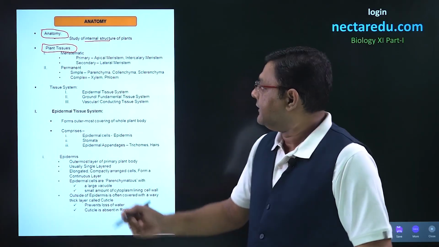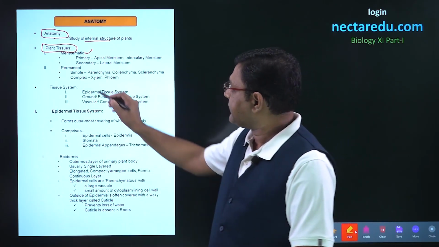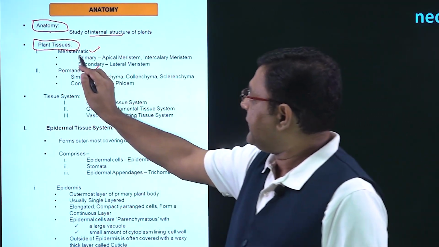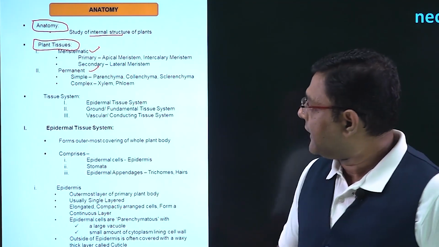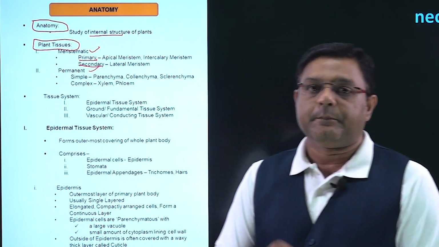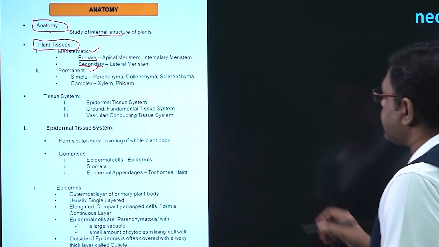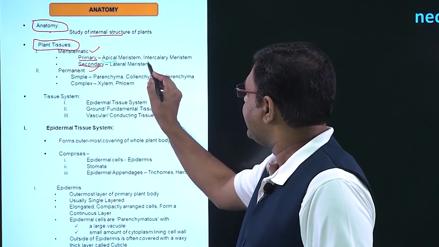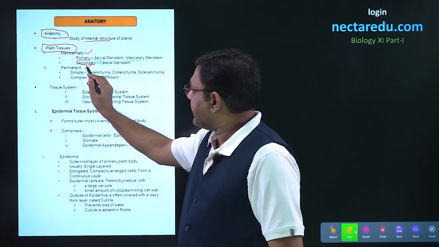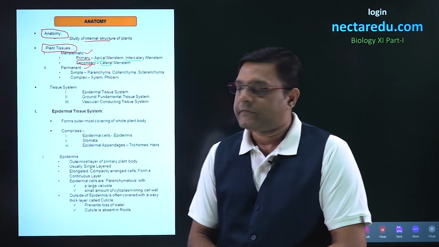Broadly, we can divide plant tissues into two parts. The first part are the meristematic tissues and the second part permanent tissues. Talking of meristematic tissues, these can further be divided into two parts, primary and secondary. Primary meristematic tissue has two types. The first is called apical meristem and the second is called intercalary meristem. Talking about secondary meristematic tissue, it has lateral meristem in it.